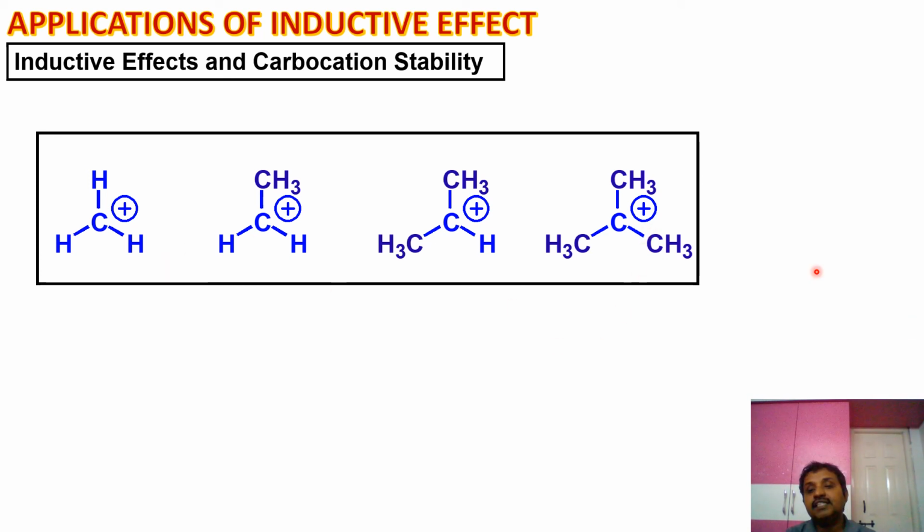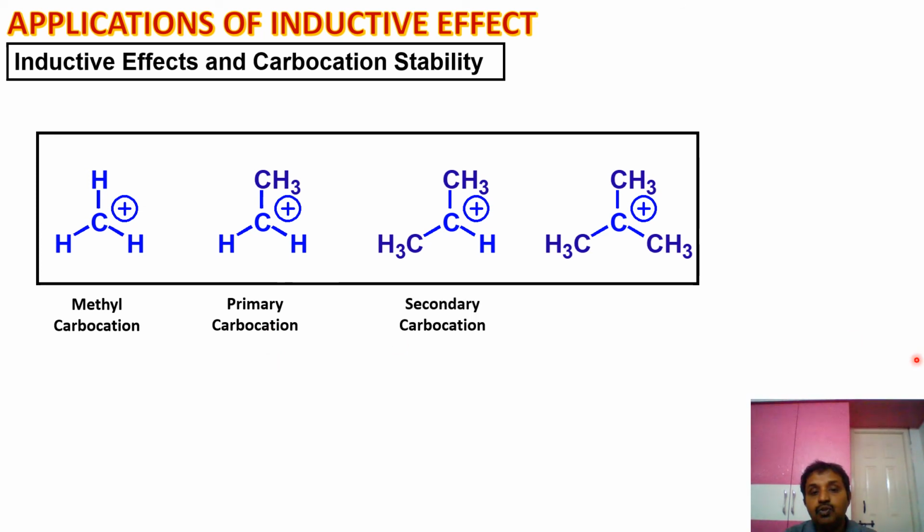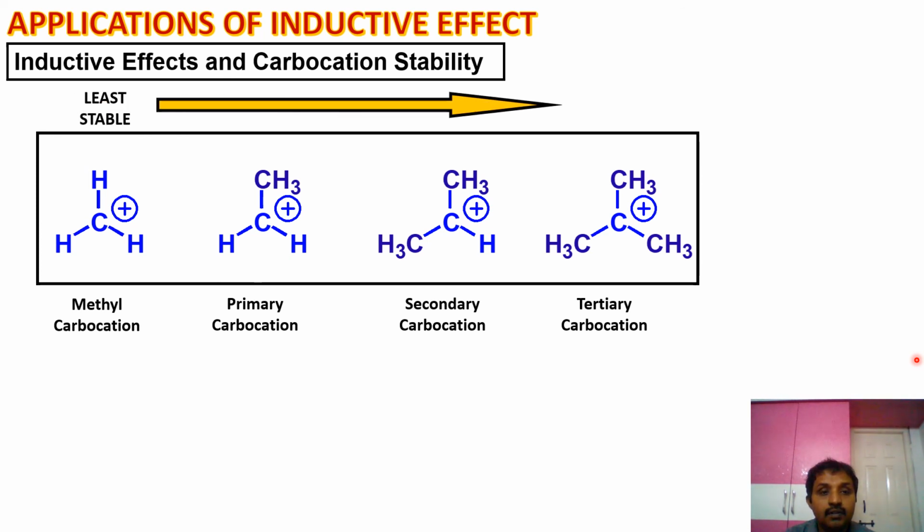Now let us discuss the stability. Methyl carbocation, then primary carbocation, that is, one of the hydrogens substituted with a methyl group. If two hydrogens are substituted, then it becomes secondary carbocation. If all the three hydrogens are substituted, then it is called tertiary carbocation. The methyl carbocation is least stable, and the tertiary is most stable.